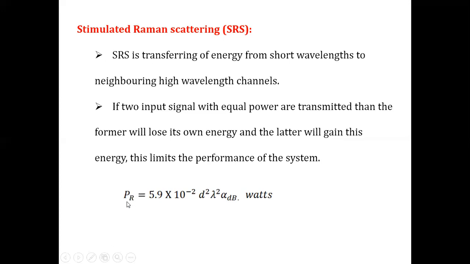So here we are in the suffix we are represented R. So the value of PR is equal to 5.9 into 10 to the power minus 2 d square lambda square alpha dB watts. So how we can reduce this non-linear scattering means it can be avoided by the use of suitable optical signal level, that is working below the threshold of optical power.